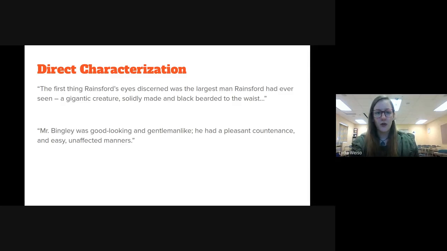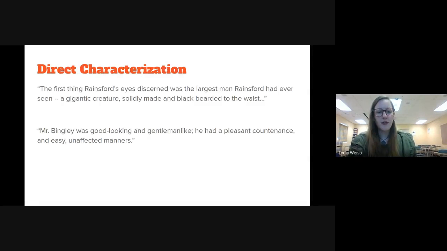So here we're told that this dude that Rainsford is looking at is big, right? He's a big dude, he's built, and he's got a big black beard, right? We're just told that. We don't have to try to infer that from context clues.